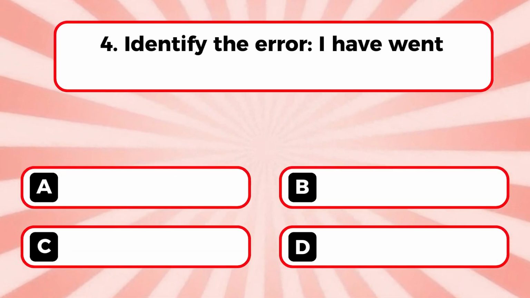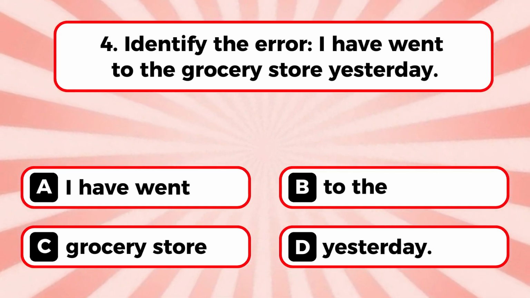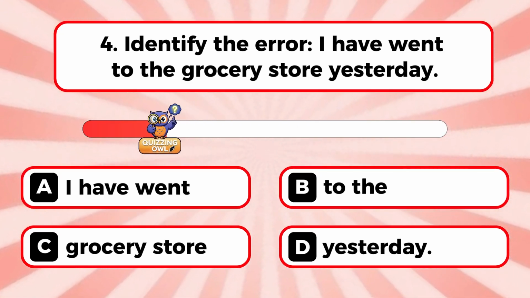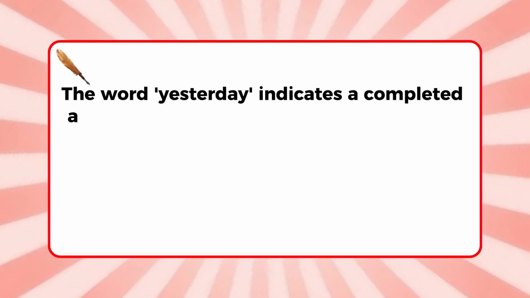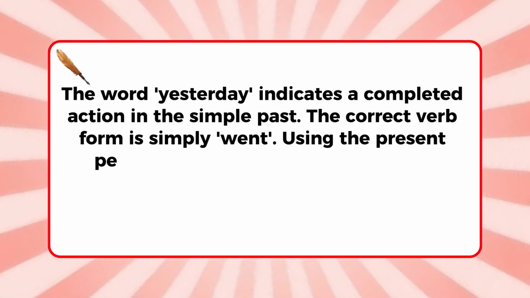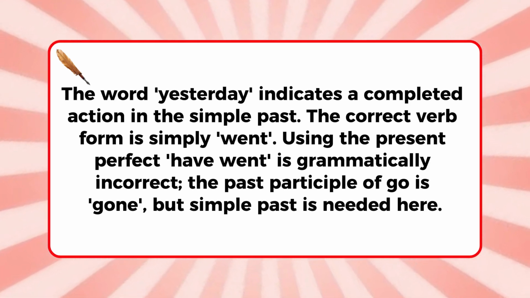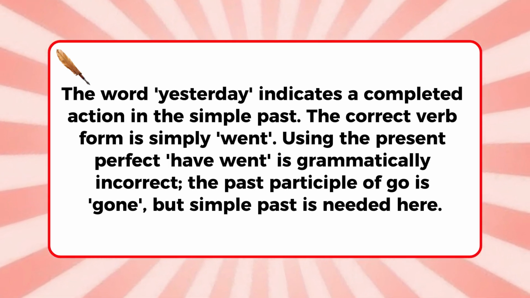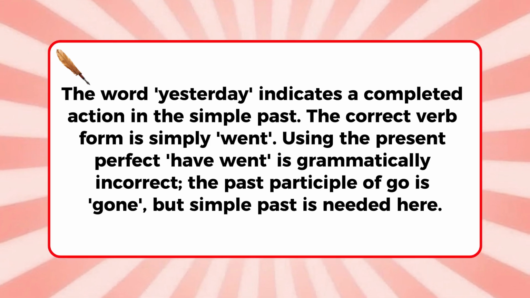4. Identify the error. I have went to the grocery store yesterday. The word yesterday indicates a completed action in the simple past. The correct verb form is simply went. Using the present perfect have went is grammatically incorrect. The past participle of go is gone, but simple past is needed here.